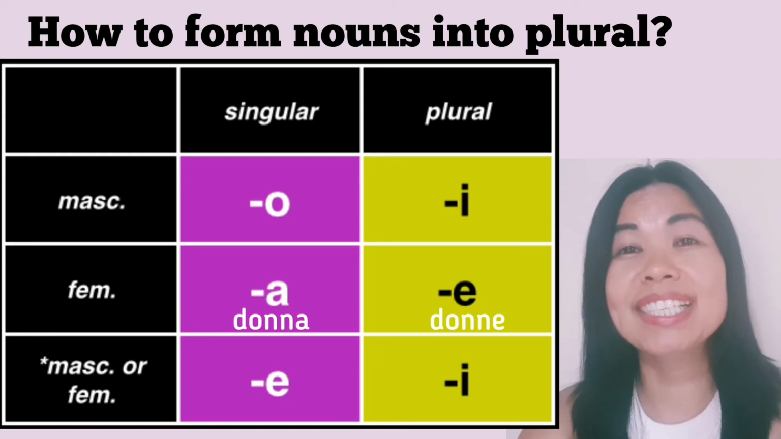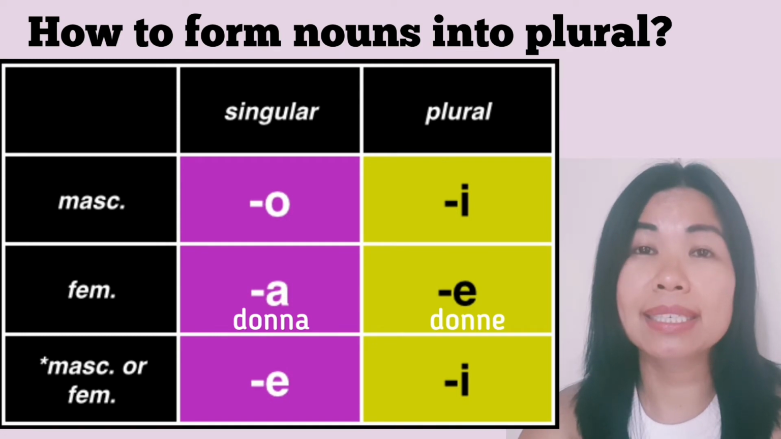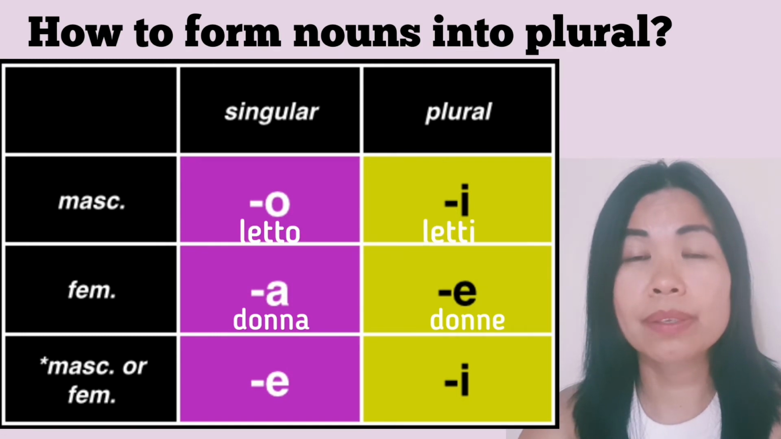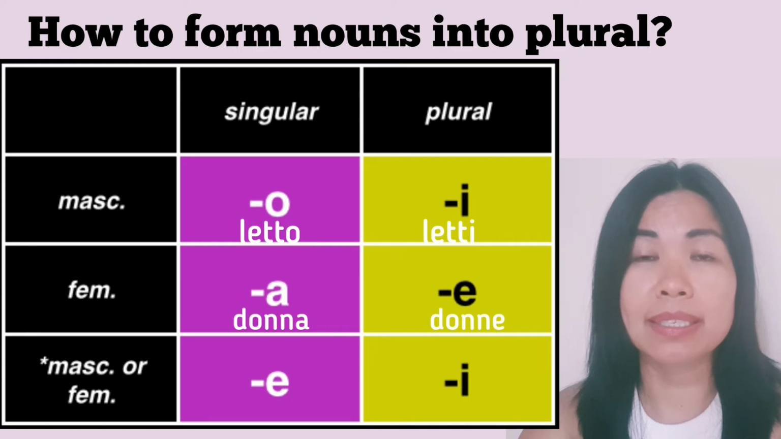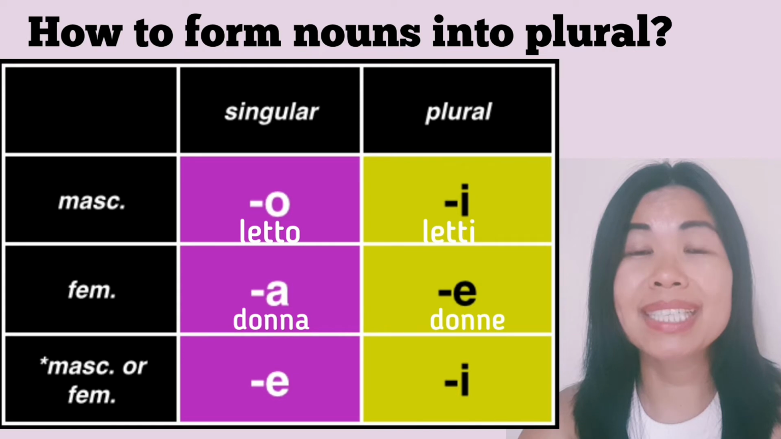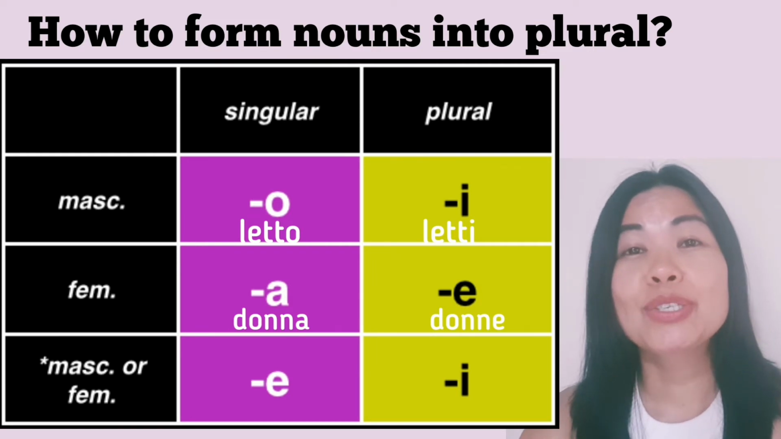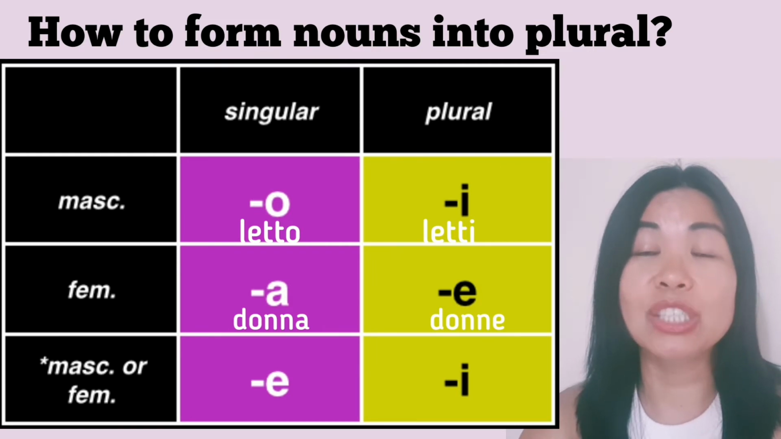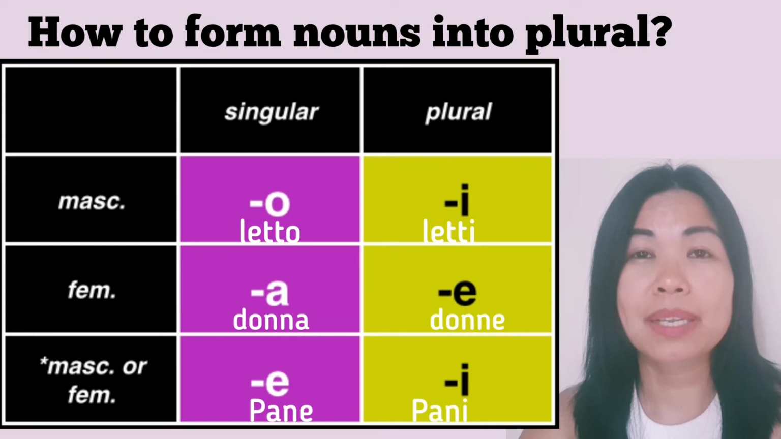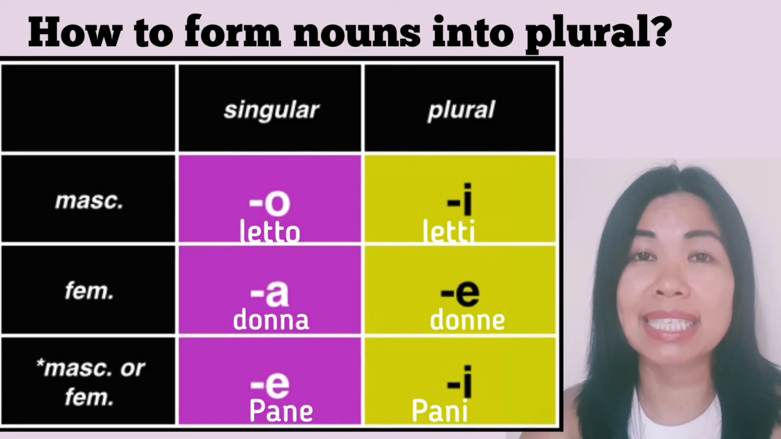Meaning woman and women. And for the masculine words that end with the letter O, we have to change O into I, like letto, letti, meaning bed and beds. And for all the words that end with the letter E, whether they are masculine or feminine, we have to change E into I. Like pane will become pani, classe will become classi.